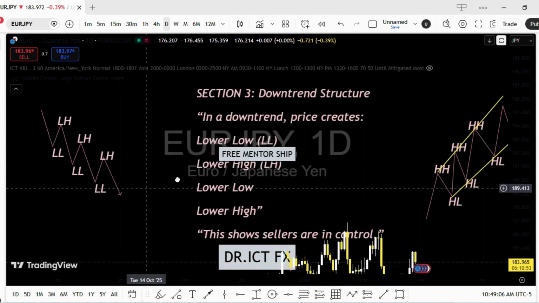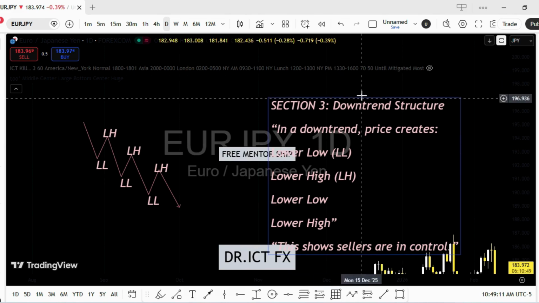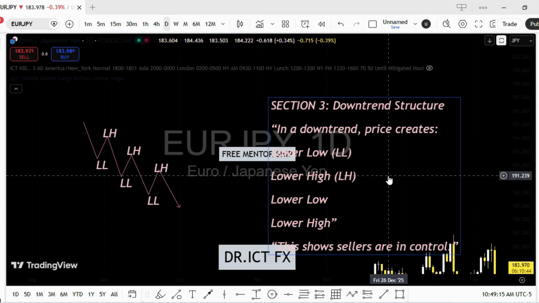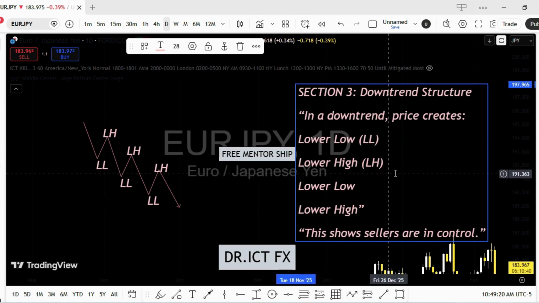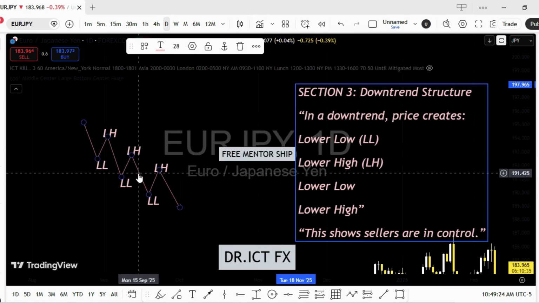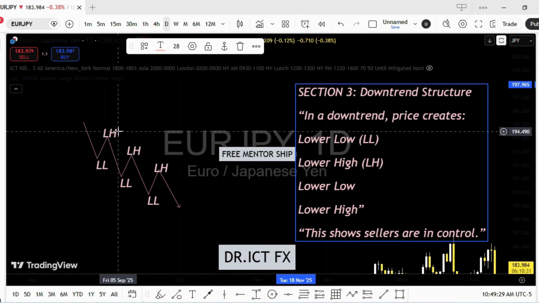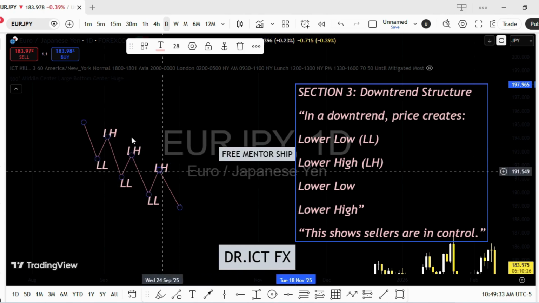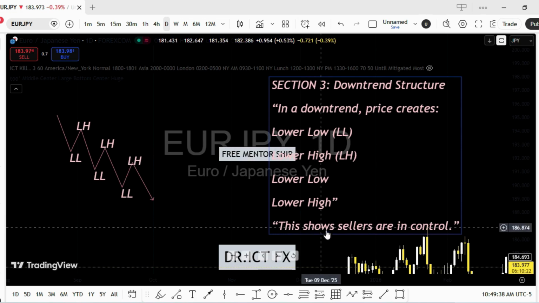Now the third section is the downtrend market structure. In the downtrend market structure, price goes on making lower lows, lower highs, lower lows, lower highs. This market structure is indicative of sellers being in control. So this is a downtrend, as I've tried to show it there.